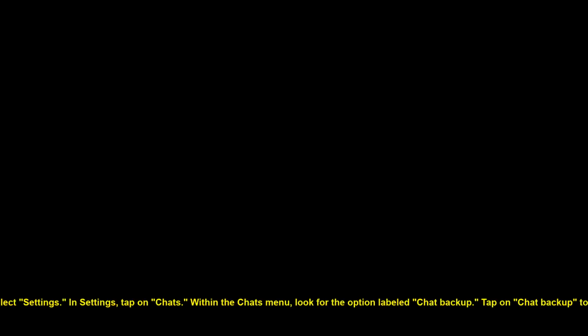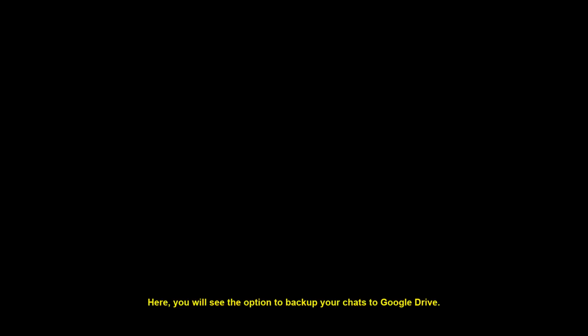Next, navigate to the settings section by tapping the three vertical dots in the upper right corner. From the drop-down menu, select Settings. In Settings, tap on Chats. Within the Chats menu, look for Chat backup. Here, you will see the option to back up your chats to Google Drive.